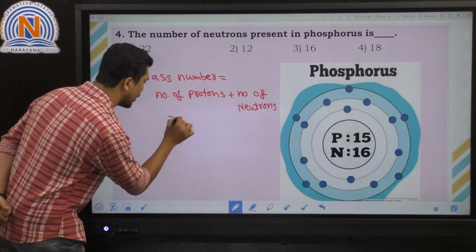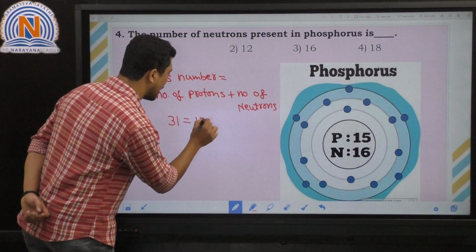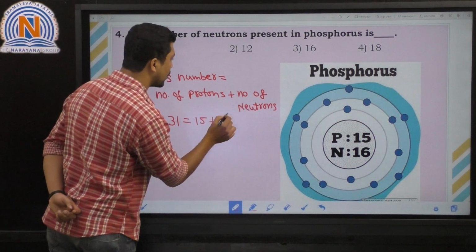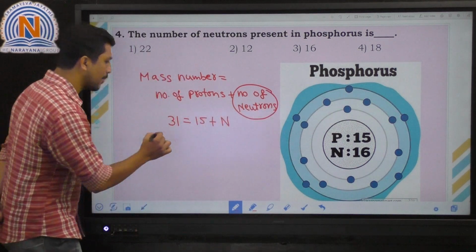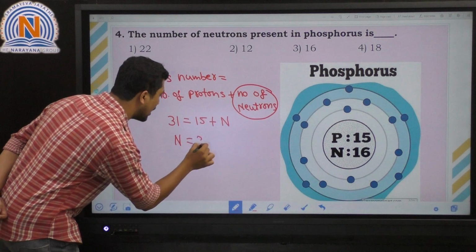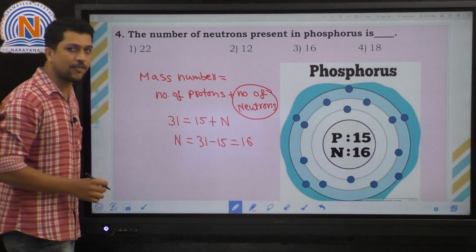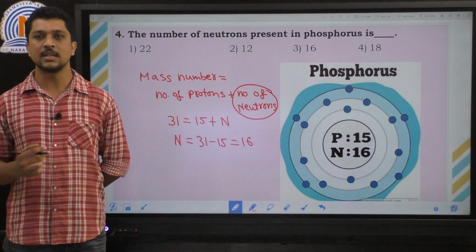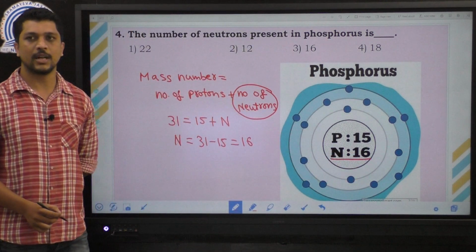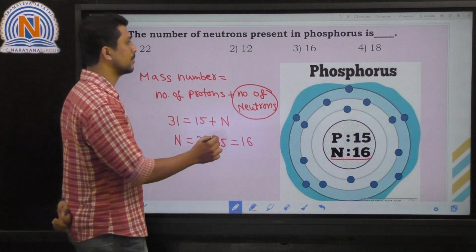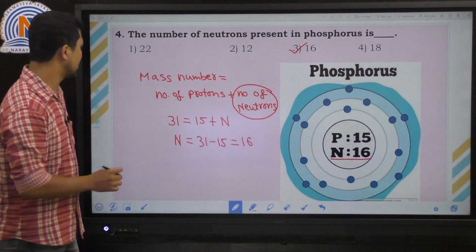Phosphorus mass number is 31 and the number of protons is 15. Then we can easily find the number of neutrons, right? Number of neutrons, that is capital N. So N equals 31 minus 15, which is equal to 16. So the number of neutrons present in phosphorus is 16. So the correct answer is the third option. Let's move on to another question.